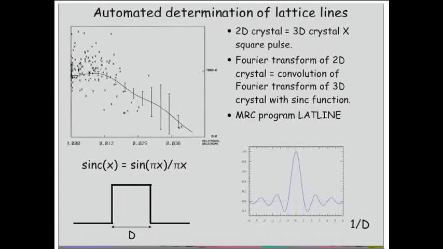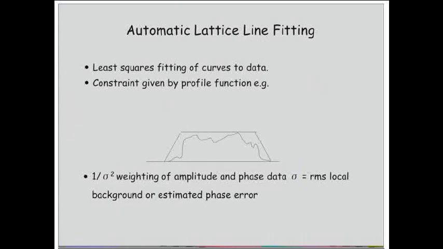But don't use it blindly. Just look at the curves. Do they make sense? You can add constraints in Latline. So you can, for instance, tell the program that outside certain limits there must be no density in the third dimension. So that provides a constraint on the way that you fit those data.